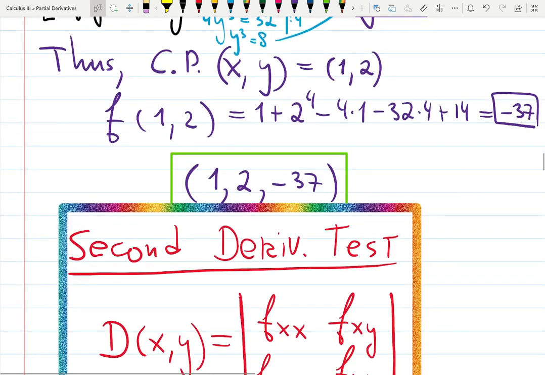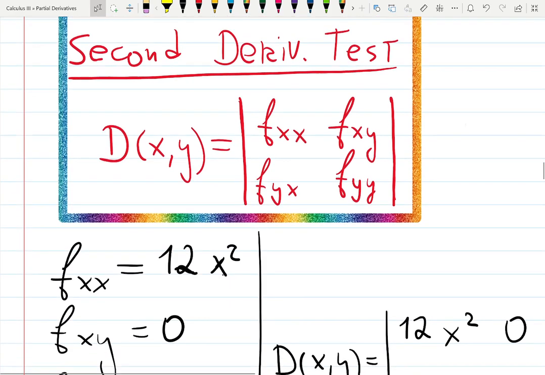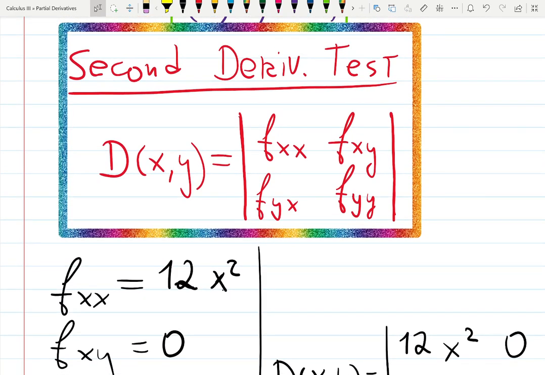So we found some critical point. And then we realized we don't know what it means. And that's where the second derivative test comes in to help us analyze. The critical point is a candidate for a local minimum or local maximum. So we need to know the second derivative test.